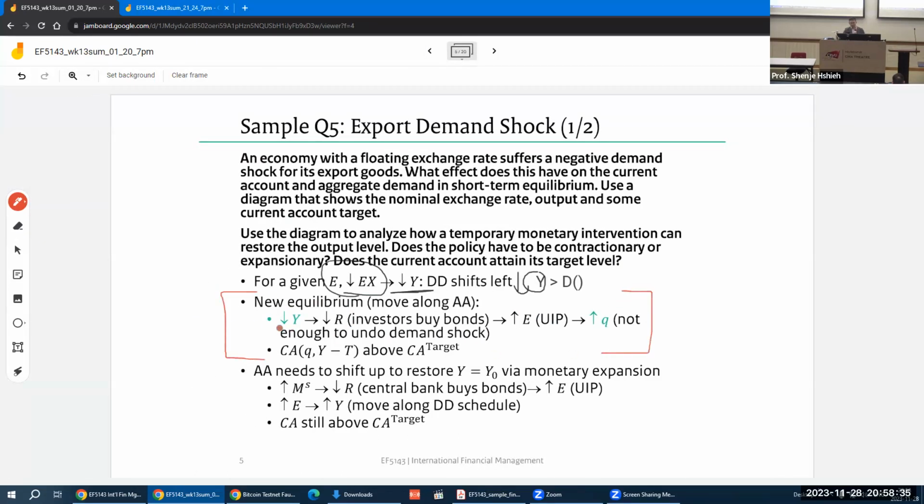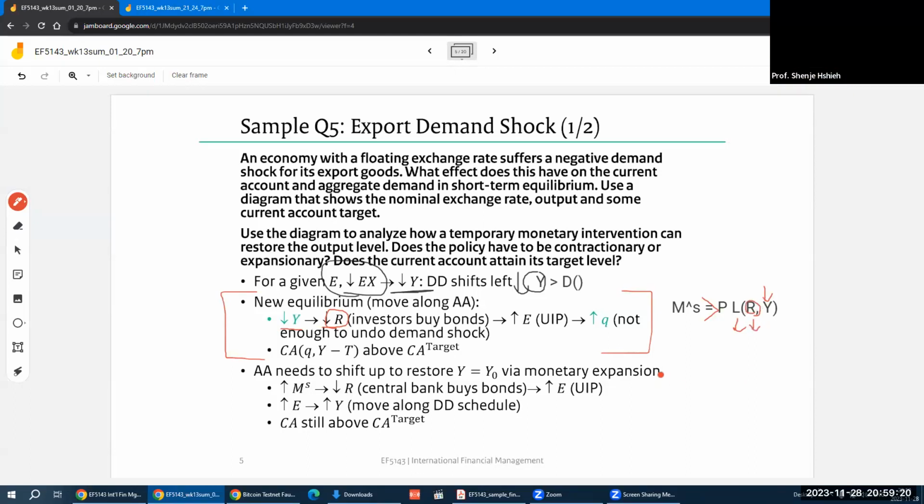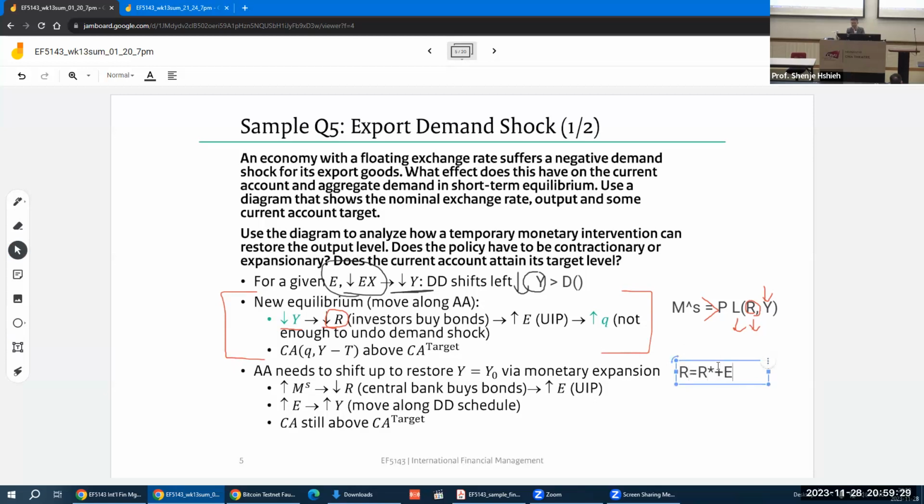A decrease in Y will lead to a decrease in interest rates because of this equation: MS equals E times L(R, Y). If we have a decrease in Y, then L is going to decrease, and as a result this is going to be distorted. We want to restore it. To restore it, we need to change things in such a manner that increases L, and that's only possible if R decreases. And R decreases only if E increases, correct? Because R is equal to R star plus (E expected minus E) over E. So a decrease in Y leads to a decrease in R.